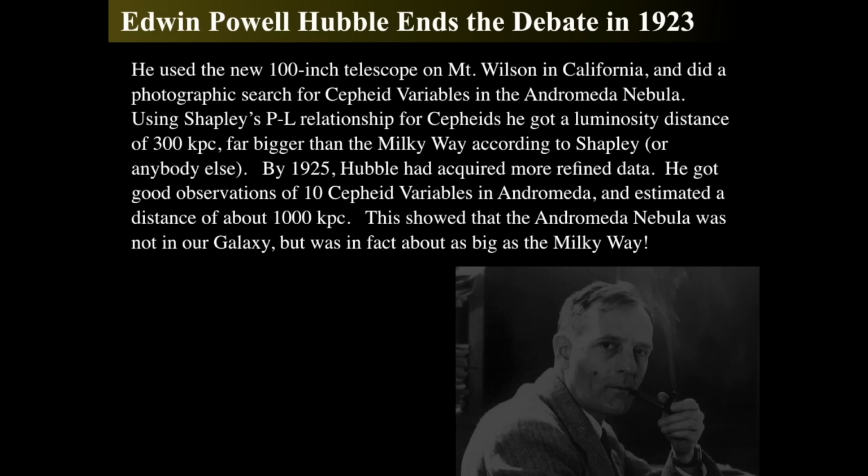And since he discovered that, he kept at it, and by 1925 he got better data and even more Cepheid variables in Andromeda. And he found an even greater distance of 1,000 kiloparsecs. So he thought it was an incredibly distant object, and therefore it's outside our galaxy, and it must be at least as big as the Milky Way. And he ended the distance debate and ushered in a new era.